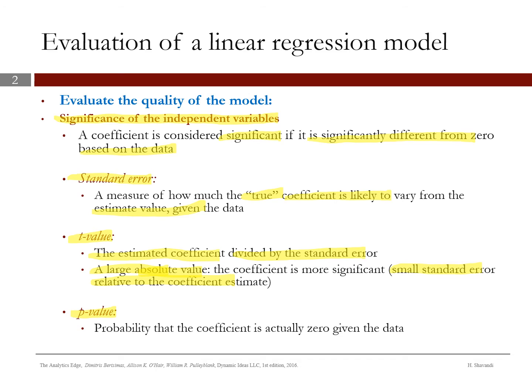The p-value is the probability that the coefficient is actually zero given the data. So again, a higher p-value means an insignificant variable, right? So a smaller p-value will show the significant variables.